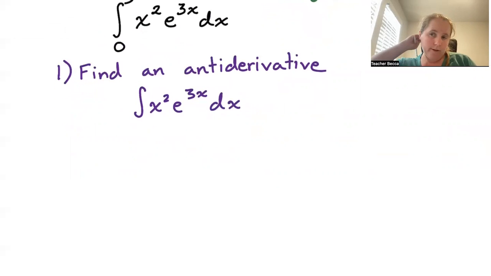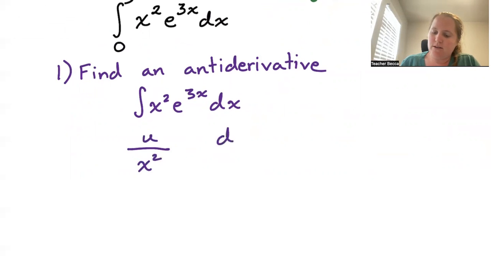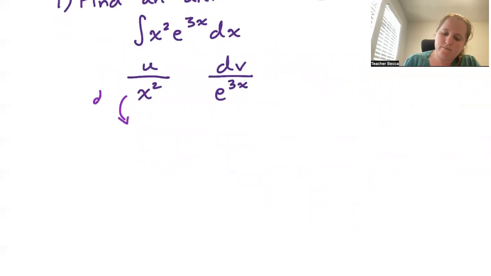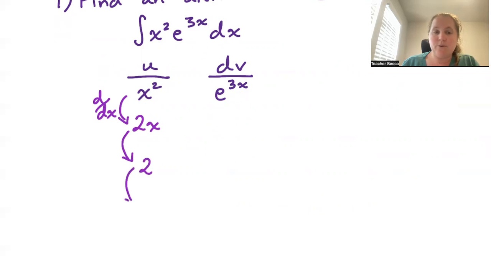X squared will simplify as I differentiate. E to the 3x doesn't get more complicated either way. So I will take my u to be x squared. My dv will be e to the 3x dx. If I differentiate down the left, we go to 2x. Differentiate again, we go to 2. I like to go until we hit 0.